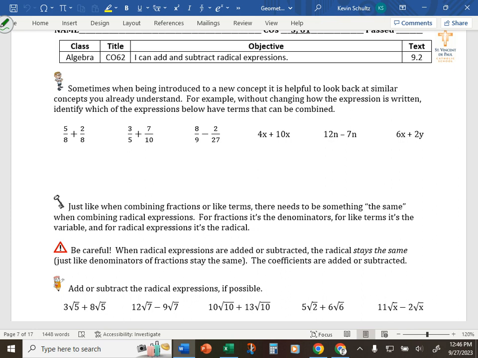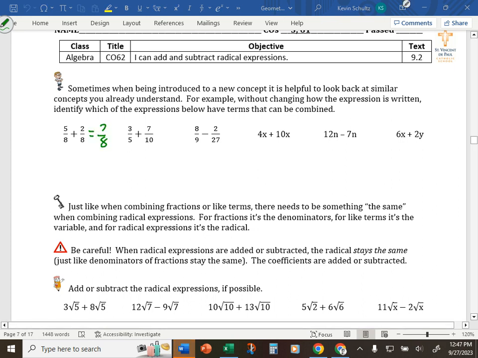What do we know about the fraction 5/8 plus 2/8? Can it be added the way it's written? Yes. Why? They have a common denominator, because the denominators are the same. And when you do the addition, what gets added? 5 plus 2. What stays the same? The denominator. So what would the answer be? 7/8.